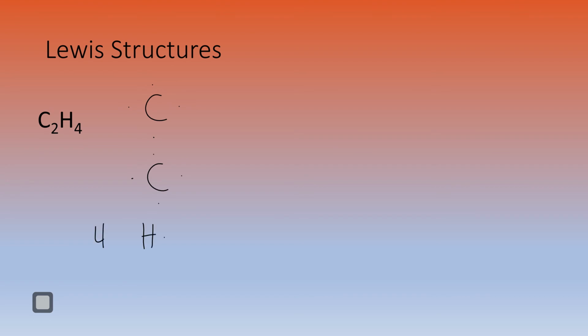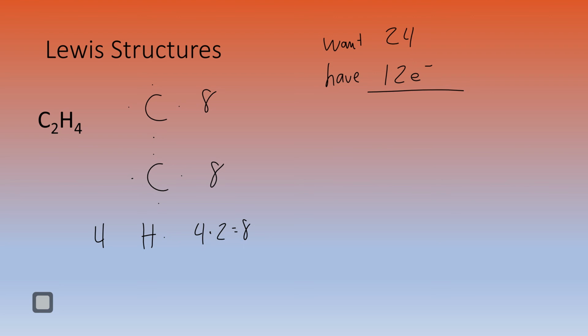All right. As you can kind of tell from the last one, again, let's do the have and want. So I have 4, 8, and 12. I have 12 electrons that I have. How many do I want? 8, 8, and then 4 times 2 is 8, so total of 24. In this one, I'm going to have 12 divided by 2. I'm going to have 6 bonds present.